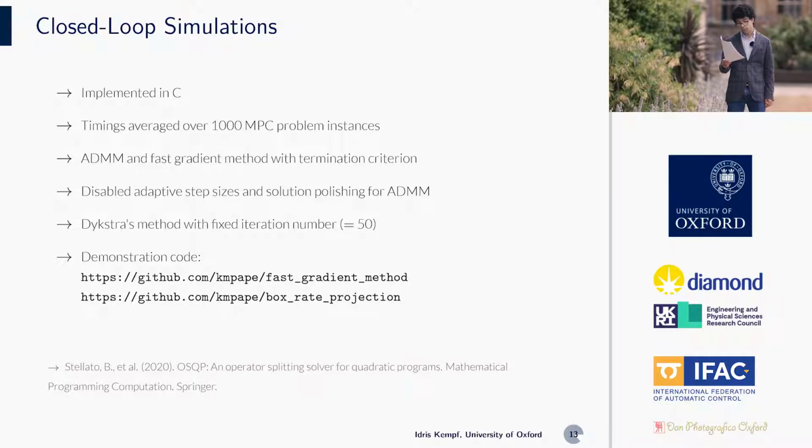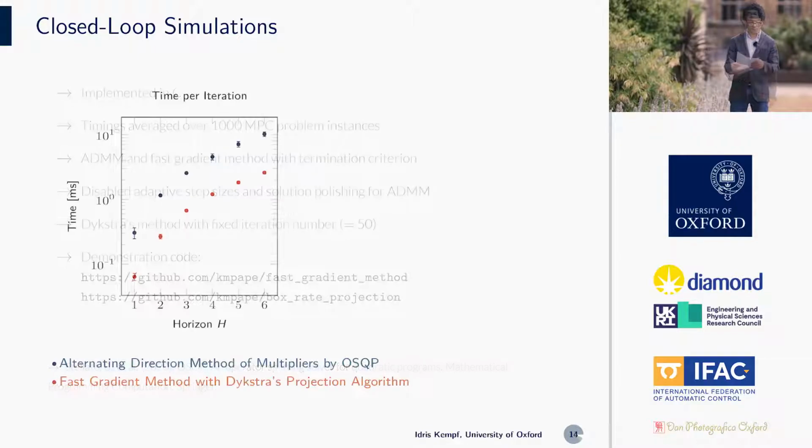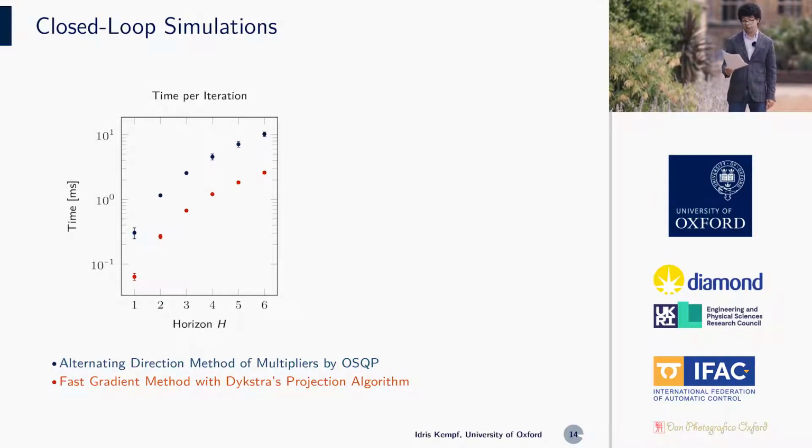For the purpose of comparing the two methods, I have also implemented a termination criterion and made sure that both algorithms obtain a solution with the same accuracy. For Dijkstra's method, I'm using a fixed iteration number. The required time per iteration can be seen on the left-hand side of this slide. It isn't surprising that for horizon 1 and 2, the fast gradient method outperforms ADMM because we can accurately project onto the constraint sets. For larger horizons, however, the overhead introduced by Dijkstra's method is surprisingly small.